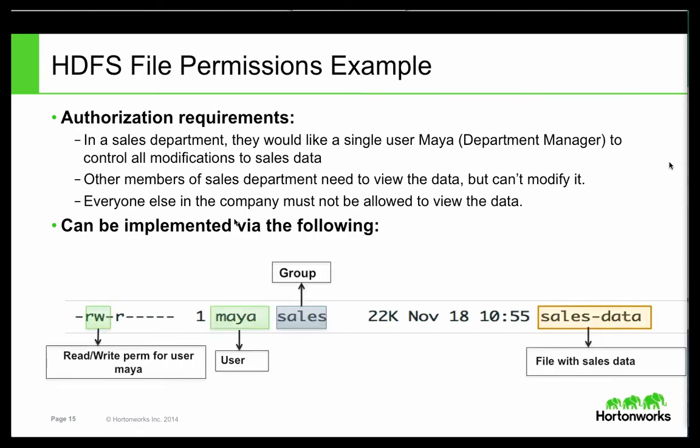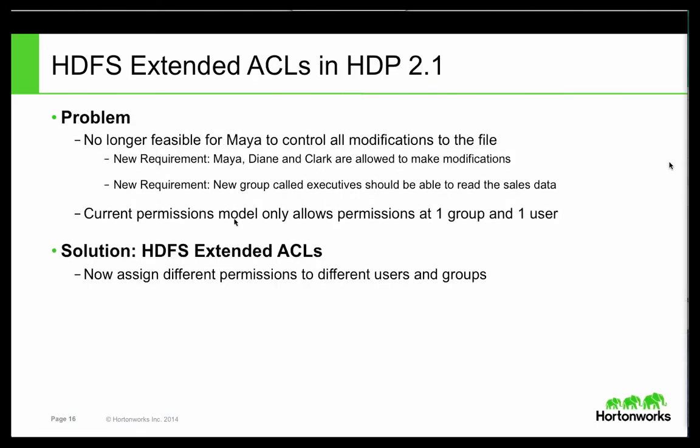But let's say the requirement changes in future, and we now want, besides Maya, more users to be able to make modifications. And we also want the executives of the company to be able to read the data besides the current group of sales. And executives are not in the sales group. So before HDFS ACL, if we had to get this use case working, we had to make a workaround. For example, one workaround was to put executives and salespeople in the same hybrid group. But this is not a clean model, as with any workaround. And so to prevent such workarounds, we have the new HDFS ACL.